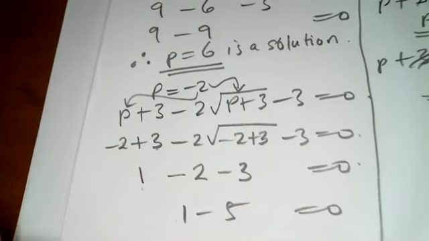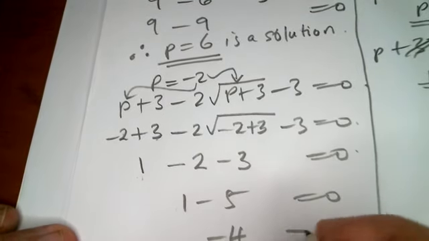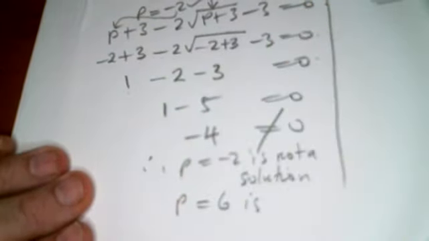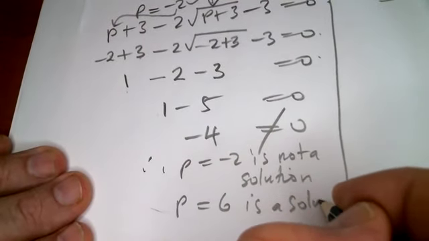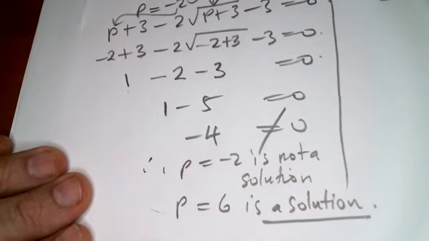Well, 1 minus 5 doesn't equal 0. 1 minus 5, in fact, is negative 4, and negative 4 simply does not equal 0. Therefore, p equals negative 2 is not a solution. But we do have a solution, and that is p equals 6. P equals 6 is the solution. And there is our result.